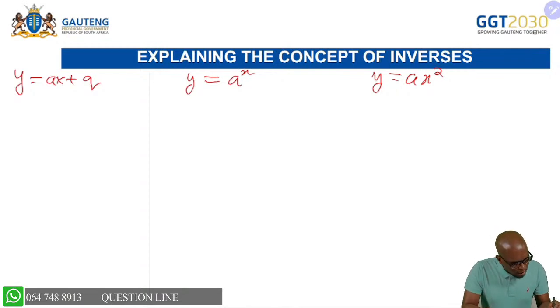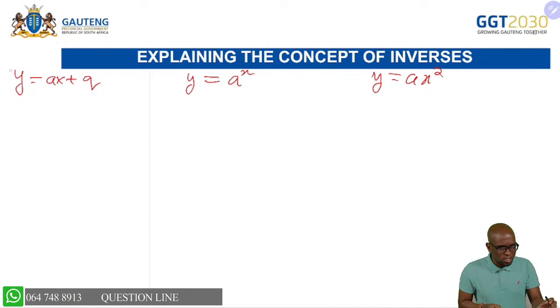Right, now the inverse of a function. How do we get the inverse of a function? Remember, there is also a concept of checking whether the inverse is a function or not a function. That is where we use the vertical line test. We're going to talk about that now.